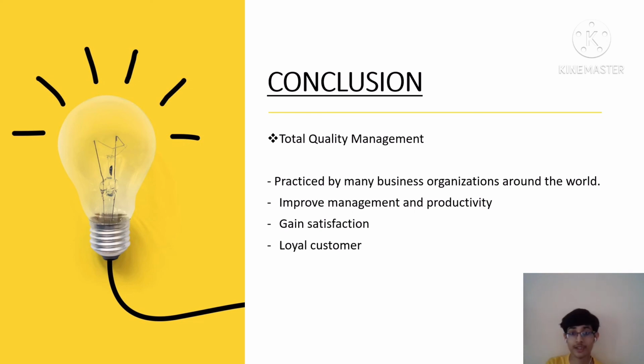So for this project, we used total quality management or TQM. TQM has been practiced by many business organizations around the world. It is used to improve management and productivity in a company. It is used to gain satisfaction from the customer. Then it will create a chain of loyal customers which will help to grow the company bigger. So this example is used for the Al-Amin stall.